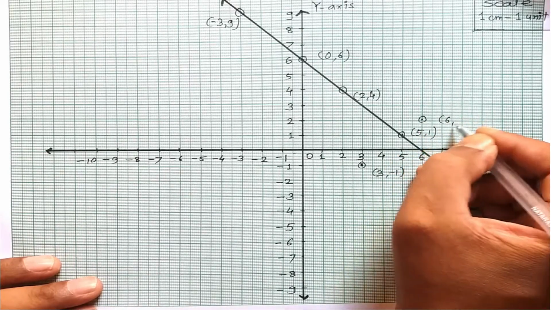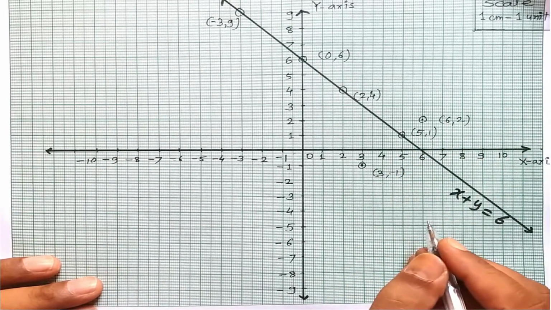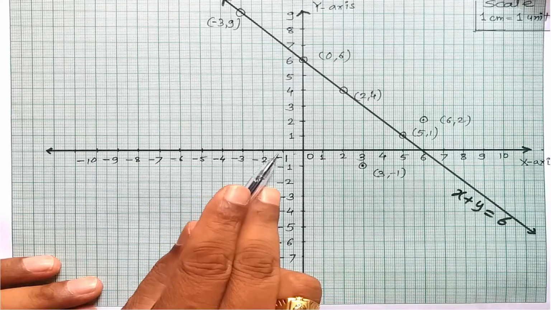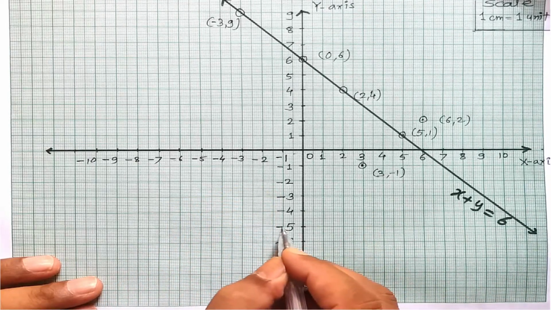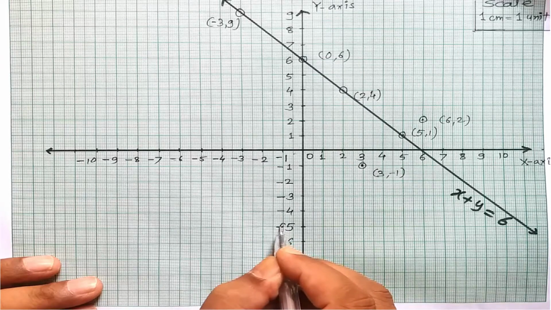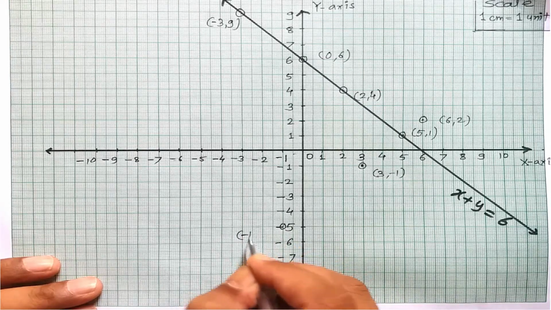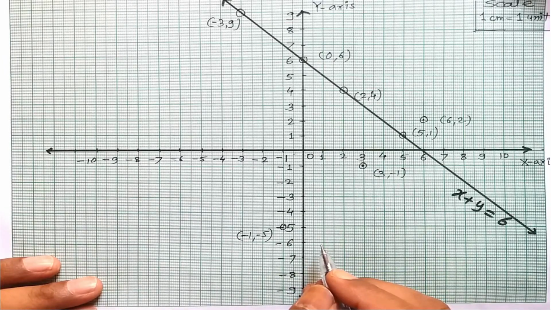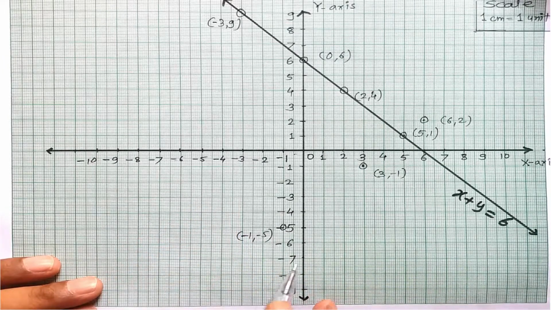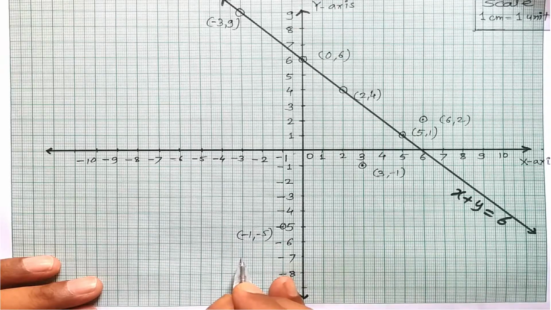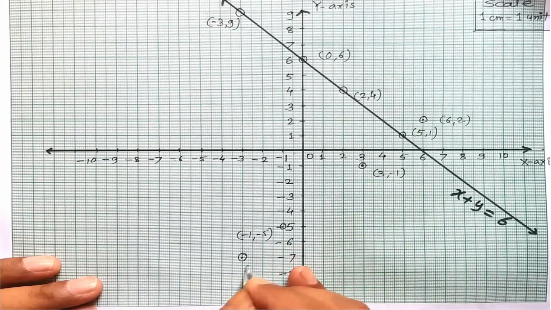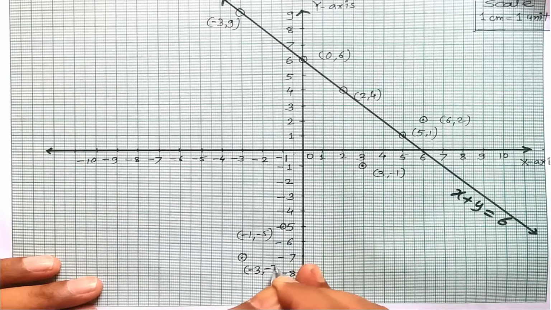The third is negative 1, negative 5. Negative 1 and negative 5 means this point is here in the third quadrant. And the last point is negative 3, negative 7. Negative 3 and negative 7 is here. So this is the point having the coordinates negative 3 and negative 7.